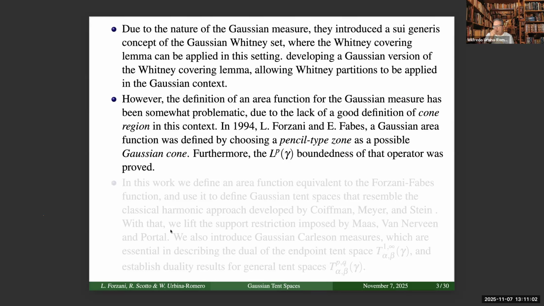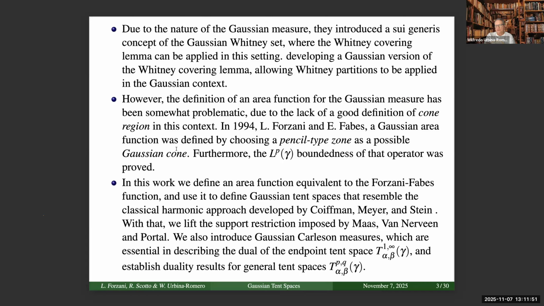And back in 1994, Liliana Forzani, whom I have talked about in the seminar before, was doing a postdoc with my advisor, Fabes, and they defined what we call now the Pencil-type zone for the Gaussian cone, right? And yes, well, they proved the LP boundedness of that operator. But as we are going to see, that was kind of a problem, right? The cone defined by them was not entirely satisfactory, right?